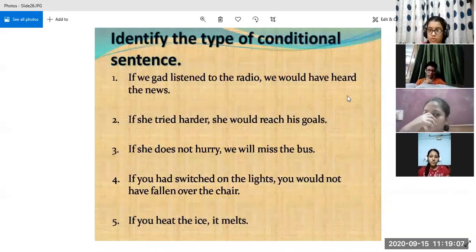Next is if you heat the ice, it melts. Who will give the answer now? Arpit, yes. Yes, Arpit.